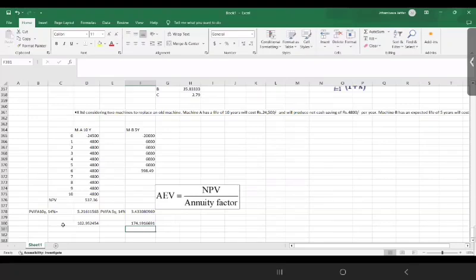So you can prove that the annual equivalent value for machine A is 102, but in the case of machine B, 174. So this is going to be best, right? Replacing with machine B is going to be best because within a shorter period we are able to get the higher NPV, and also the annual equivalent value is better than A. So this is going to be the answer.